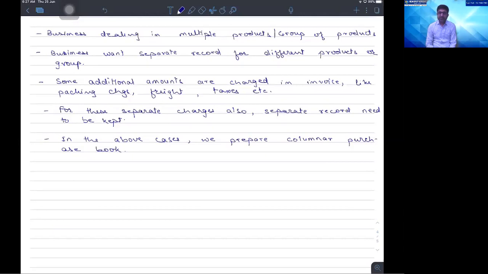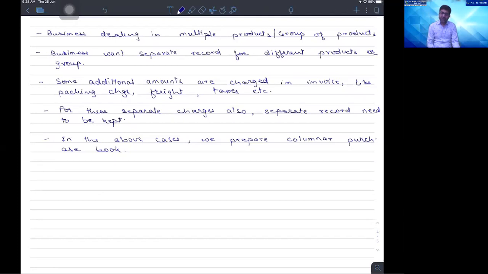All right. Similarly, if there are any charges being levied like purchase expenses, freight, transport charges, taxes, we need to keep the record for all these items separately. For my business, purchase is separate, purchase related expenses are separate. The goods that I purchased is separate and the taxes that I've been paying on that is separate. And therefore, I want to maintain the separate record for purchases, for transport, and for taxes.